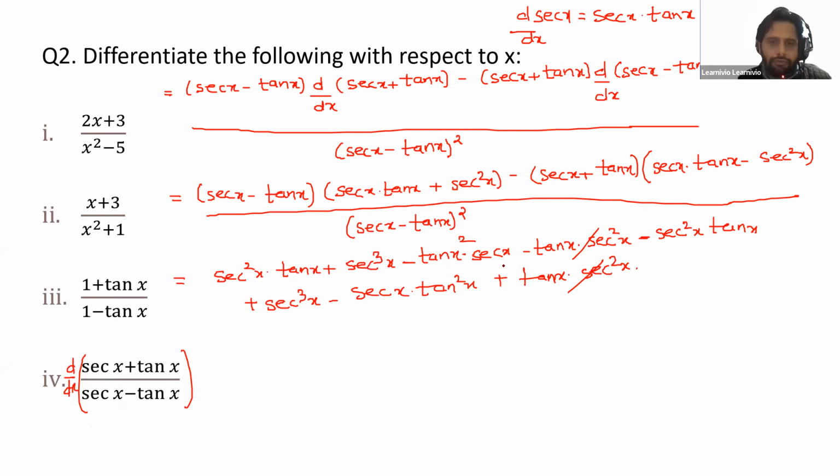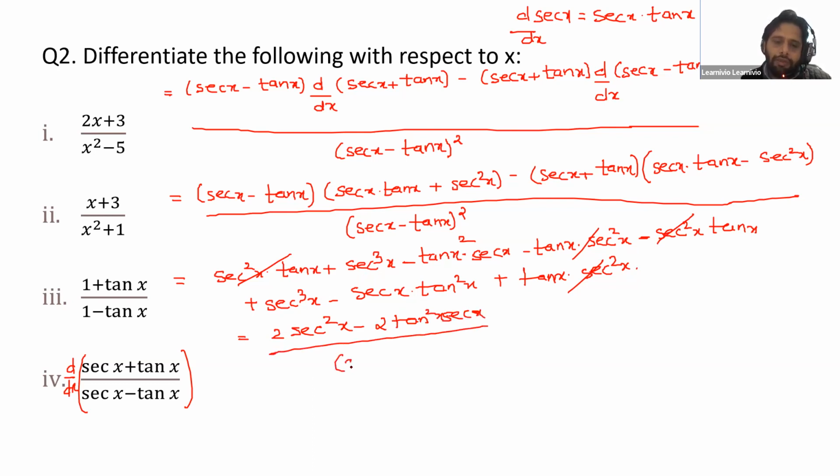Yeah, everything is fine. Okay, so here these will not cancel out. Okay, this will also cancel out. So finally, we get this one: sec cube plus sec is 2 sec cube x minus tan square, and this one minus 2 tan square x into sec x by, in the denominator we have sec x minus tan x whole square.